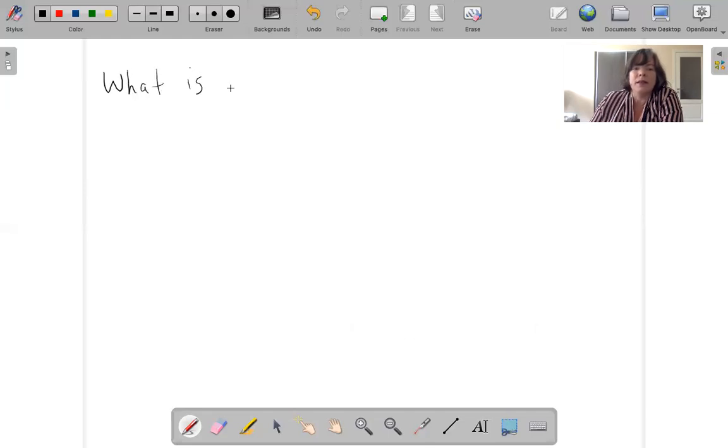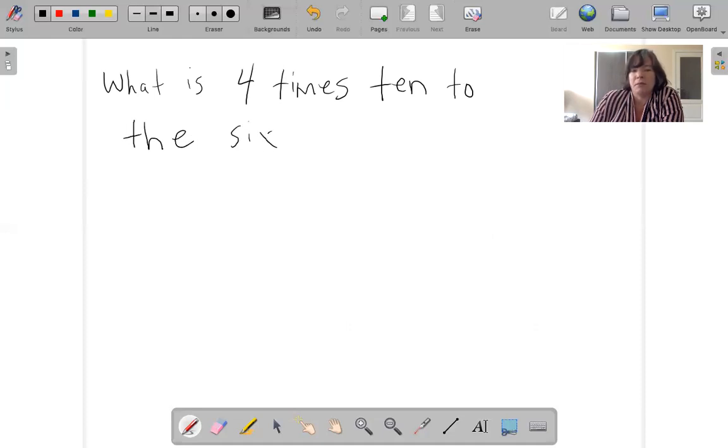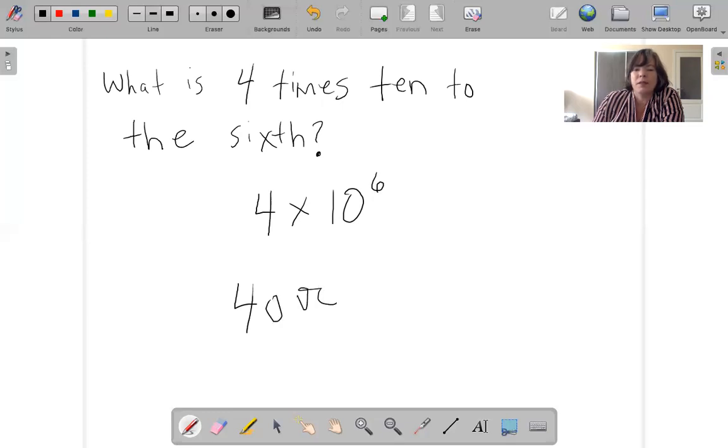What is 4 times 10 to the 6th? Let's write it all out. 4 times 10 to the 6th. Take this number and put 6 zeros after it. 1, 2, 3, 4, 5, 6. Oh, sorry, 1, 2, 3, 4, 5. Sorry, my marker messed up. 6. 1, 2, 3, 4, 5, 6. That's it. Let's do another one.